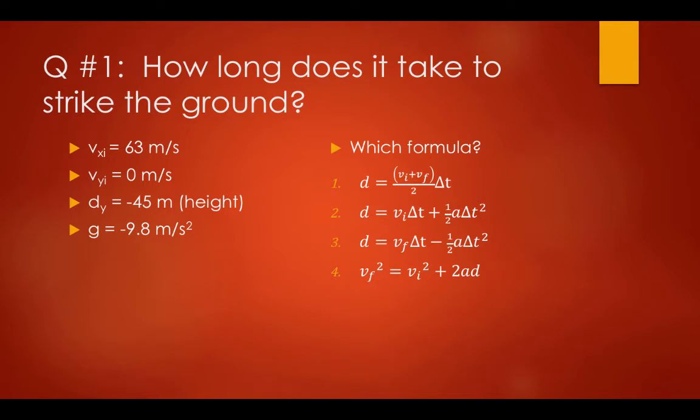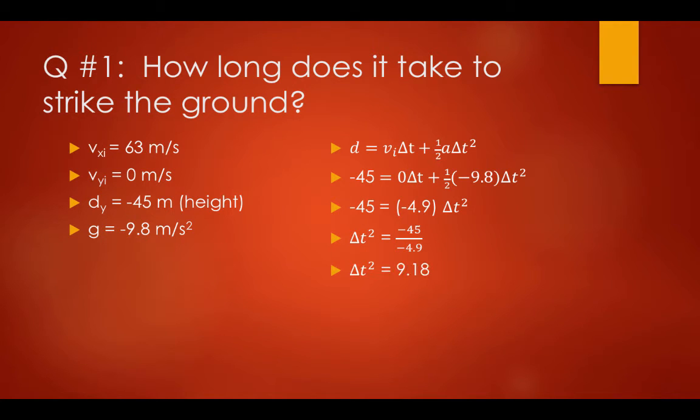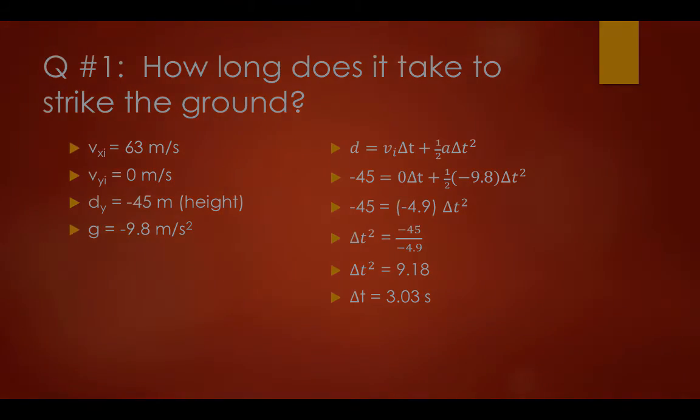1, 2, 3, or 4? We know that the object needs to drop a distance of 45 meters. We know that the initial velocity in the y-axis is 0 meters per second, and gravity accelerates falling objects at negative 9.8 meters per second squared in the y. Our best choice would be equation number 2, d equals vi t plus 1/2 a t squared. So here's the equation with displacement, initial velocity, and acceleration. Note how 0 times t makes 0. Negative 45 equals negative 4.9 t squared. Isolate t squared. t squared is 9.18. Root t squared, and time is 3.03 seconds.